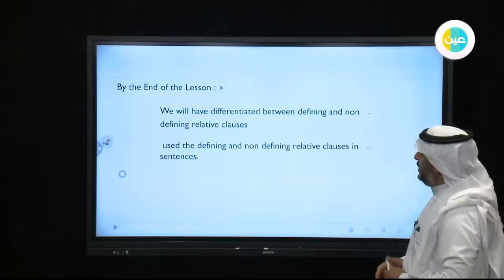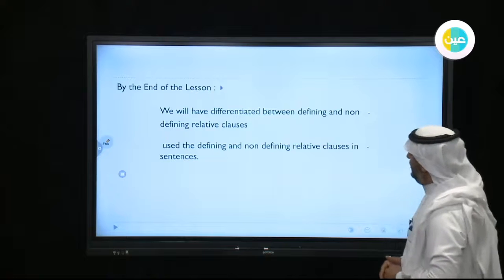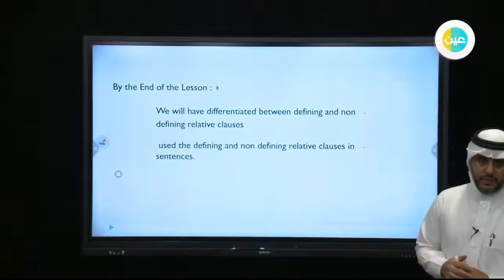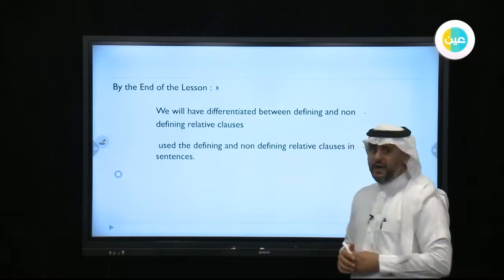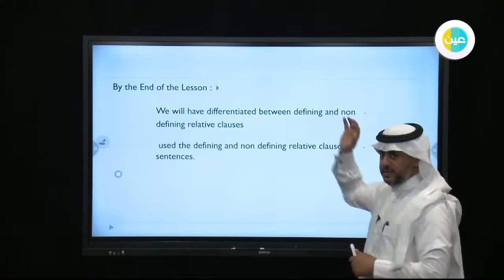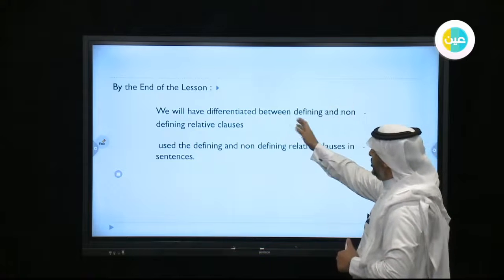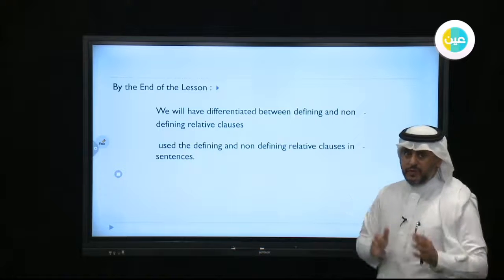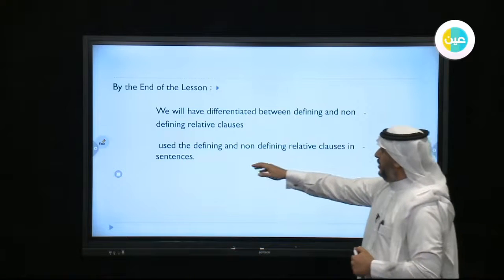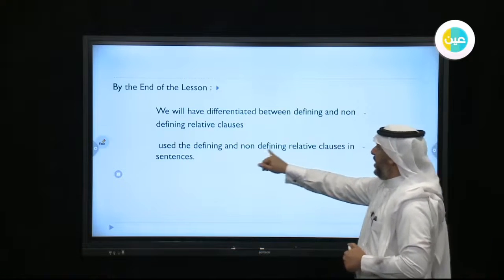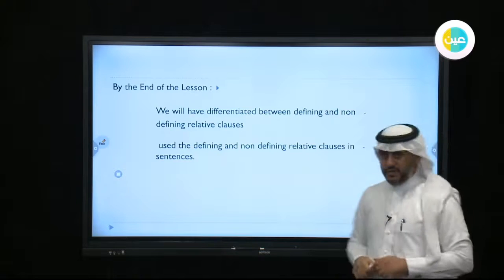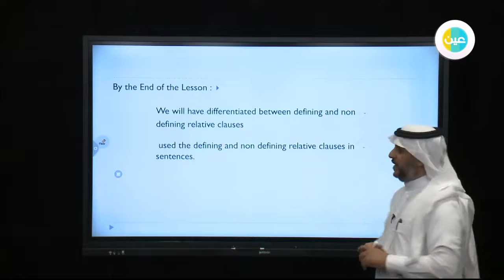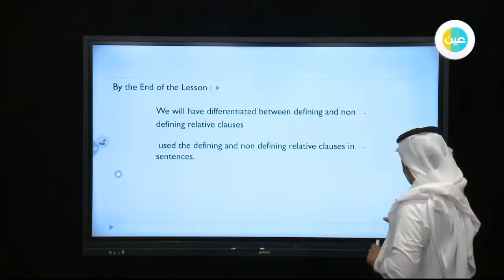Okay, by the end of the lesson, we will have differentiated between defining and non-defining relative clauses. This is the first objective. Number two, we will use defining and non-defining relative clauses in sentences. يجب أن تعرف الفرق بين defining and non-defining relative clauses.